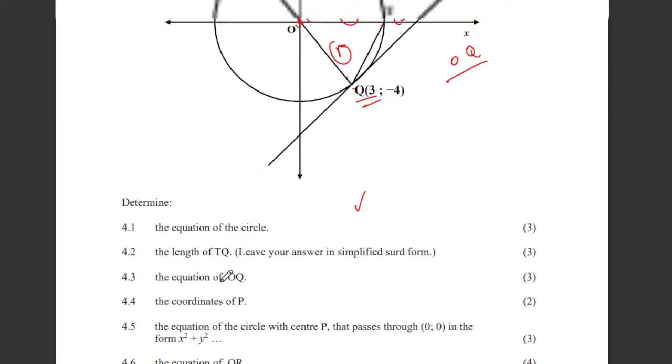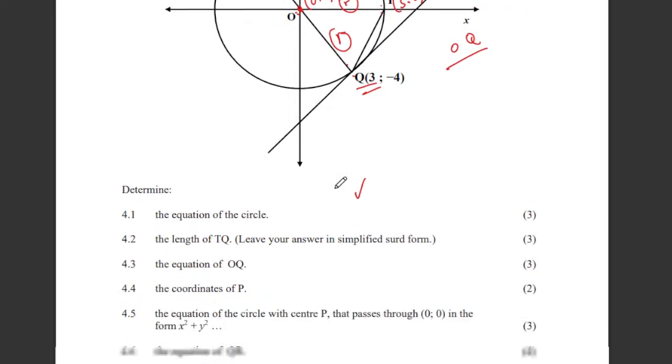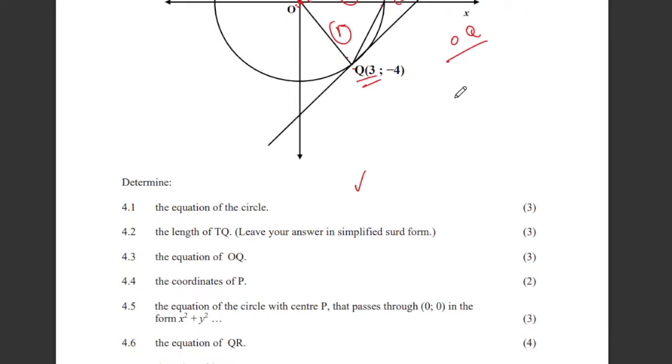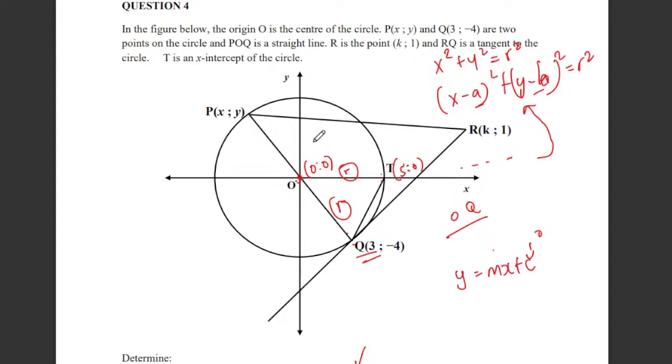Then the equation of OQ. That is a straight line, mx plus c. The c, we already have it as the y-intercept, which is 0. So focus on just the gradient. Then they want the coordinates of P. When you look at it, P is a point that is meeting the circle.